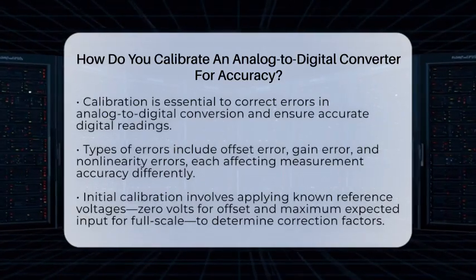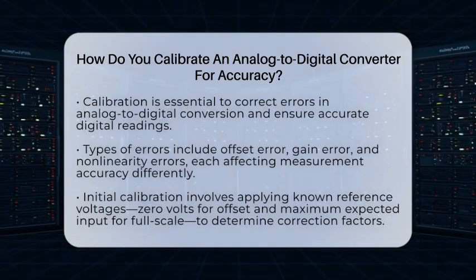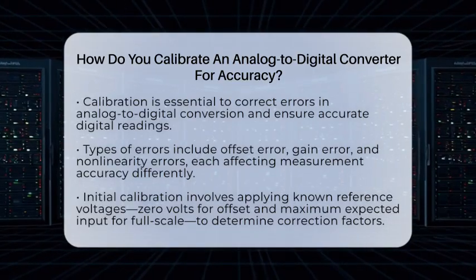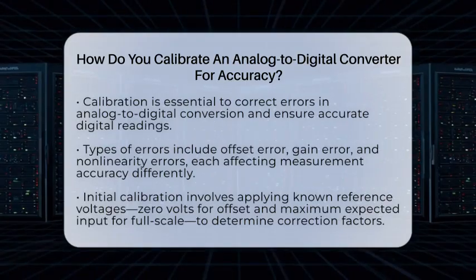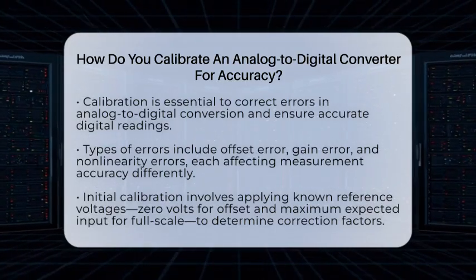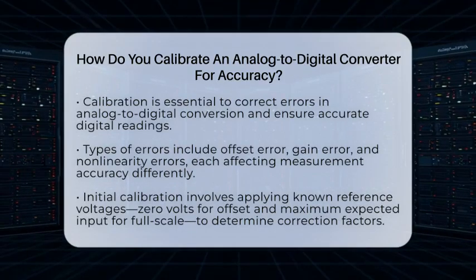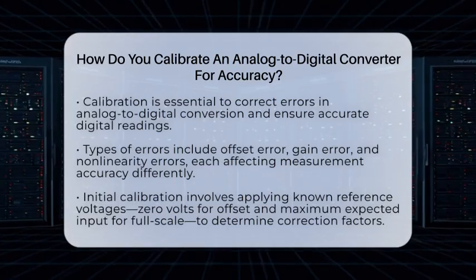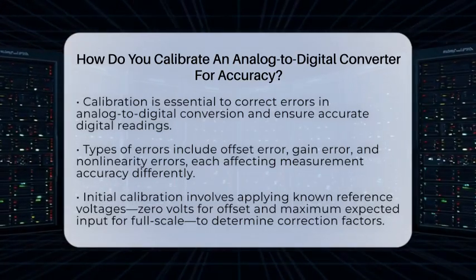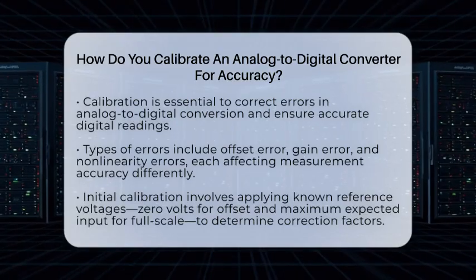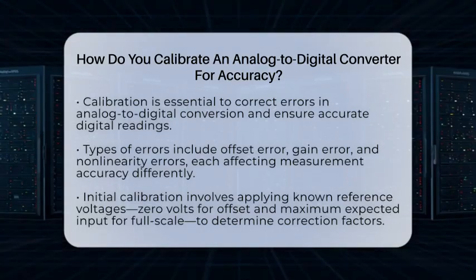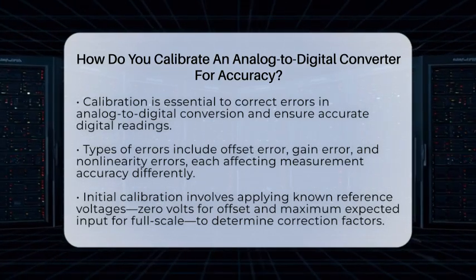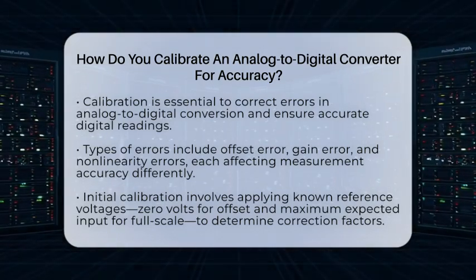First, you need to understand the types of errors that can happen. Offset error is a constant deviation added to all measurements, making everything seem higher or lower than it really is. Gain error affects the slope of the transfer function, causing the output to be scaled incorrectly. Nonlinearity errors mean the accuracy varies at different points along the input range, making some readings less precise than others. Knowing these errors helps you plan how to correct them.